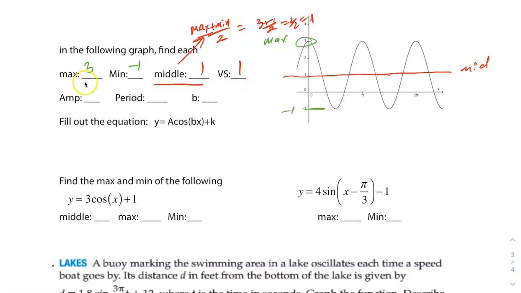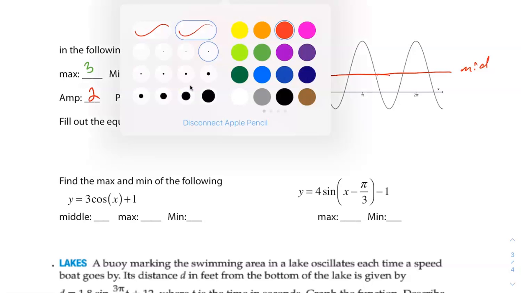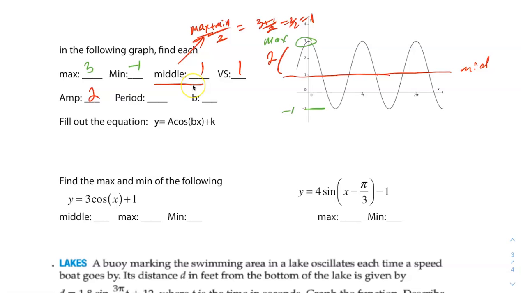And once you find your middle, you can find the amp really easily. How far is it from the middle to the max, or from the middle to the min? It's 2. Period just never changes, just like before. If you want to find the period, you have to pick a point. So let's start up here. And then how long does it take to reset? Looks like it's pi. So pi equals the period.